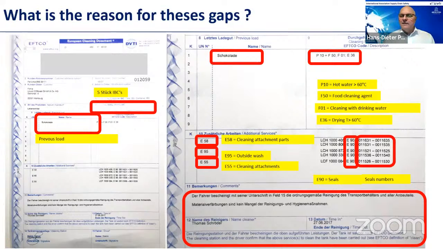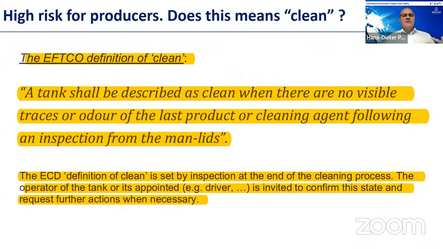And then there's a second sentence. It's defined by this association. It says the tank is clean under the definition of this association, our competitors. What is the task of quality? When you look at their website, you will find a very interesting sentence: a tank shall be described as clean when there is no visible trace or odor of the last product or of a cleaning agent.